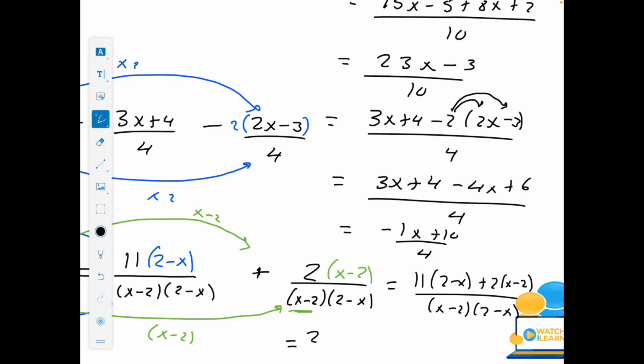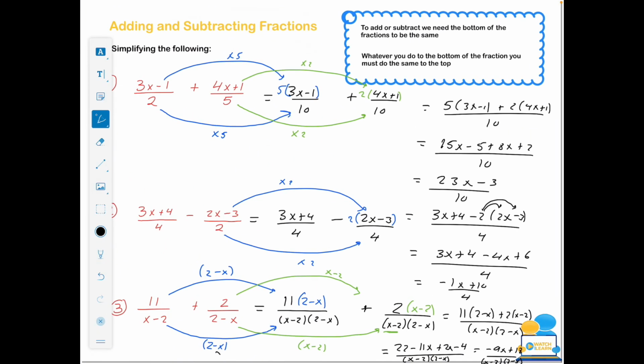So 11 by 2 will be 22, 11 by minus x will be minus 11x, 2 by x will be plus 2x, and 2 by minus 2 will be minus 4, and we'll leave the bottom the same. And then we'll just tidy up the top a little bit. We'll put our x's together. So minus 11x plus 2x will be minus 9x. 22 minus 4 would be plus 18 all over x minus 2 and 2 minus x.